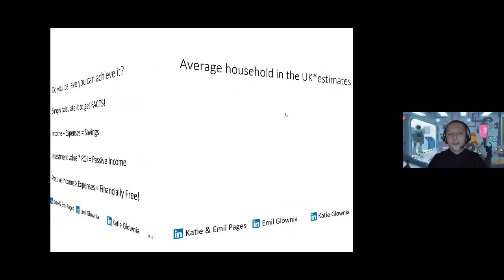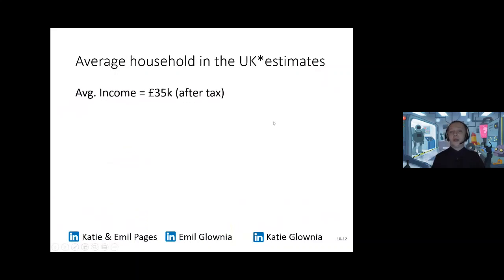And let's start with an example. Average household in the UK estimates, it's not accurate, but I had to come up with something. Income for a household is 35k after tax, expenses 29k, savings 6k.